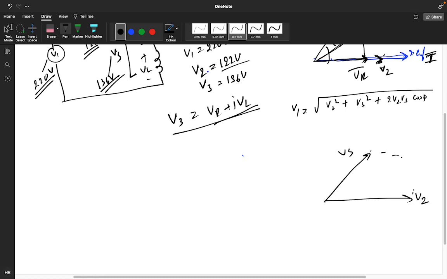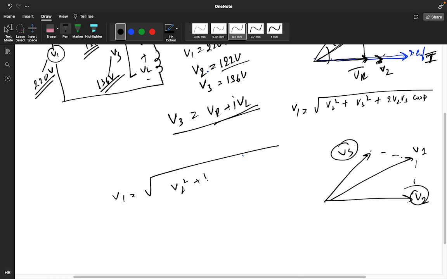The overall net phasor that we get is V1. So V1 will be root under the square of this and the square of this: V2 square plus V3 square plus 2 V2 V3 with the cos of whatever angle is present between them, cos phi. We know the value of V2, V3, and V1, so we can calculate the cos phi value, right?